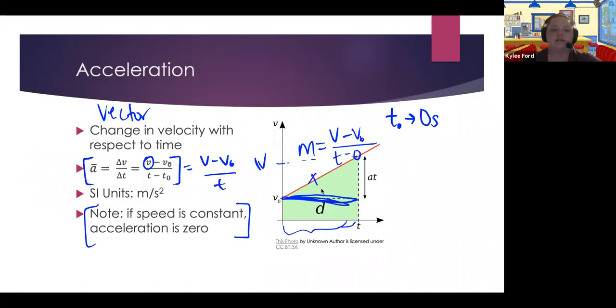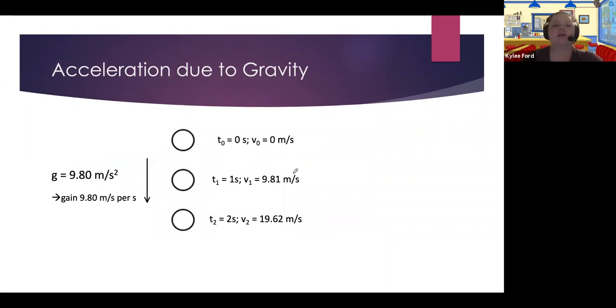All right, now I want to talk really quick about the acceleration due to gravity. This is what we feel all day, every day. It is represented by a G, typically, and it is how much speed we gain per second. Okay, so say I have some ball that is being dropped, just dropped.